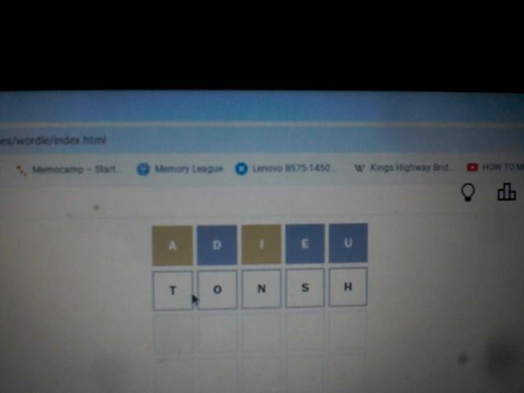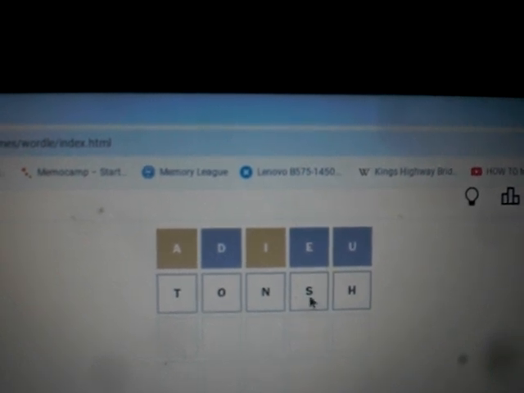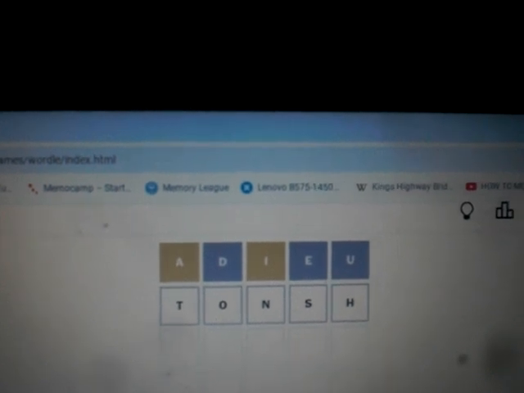So AI, T-A-I, T-A. Oh, stain. There's an obvious one. Stain. There you go.